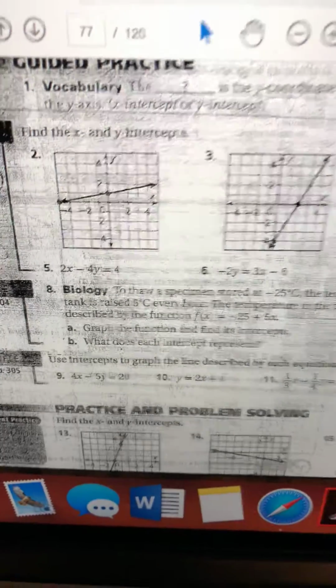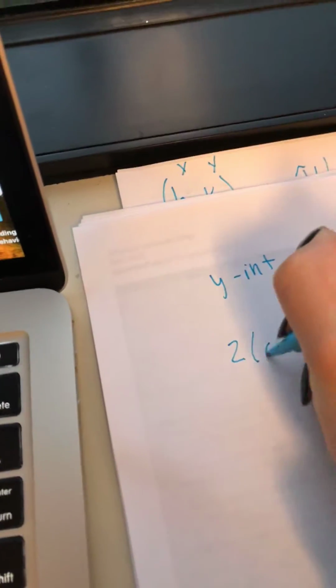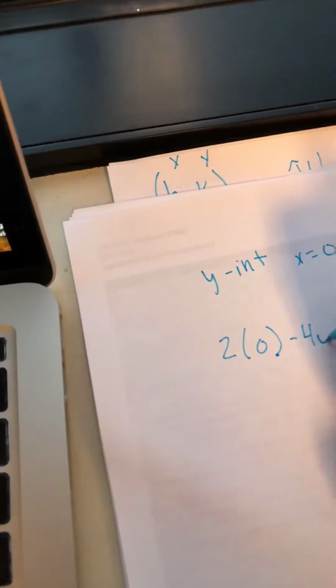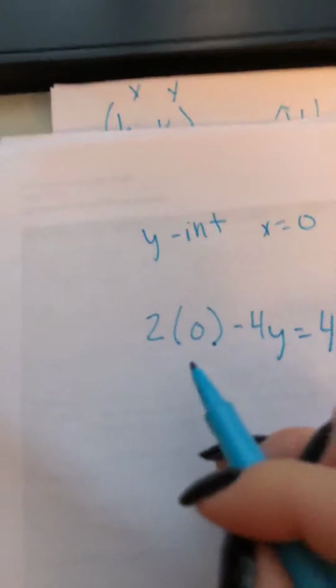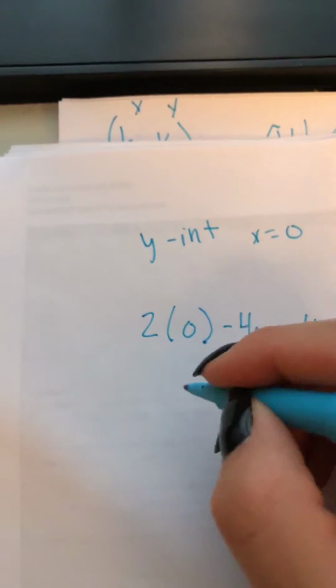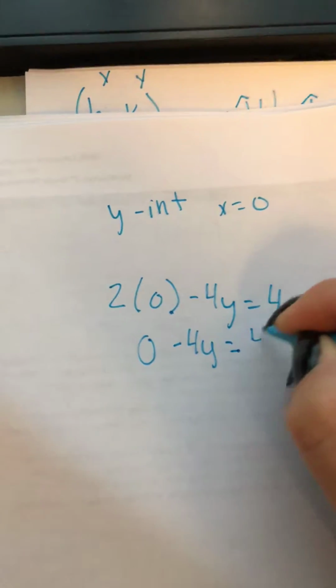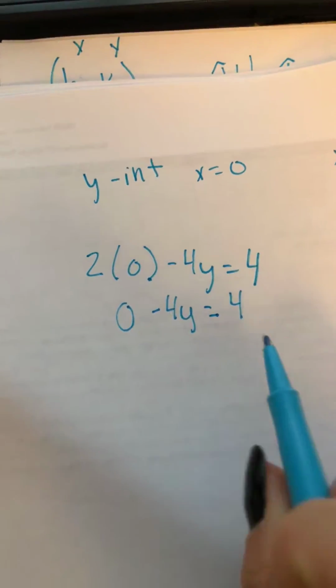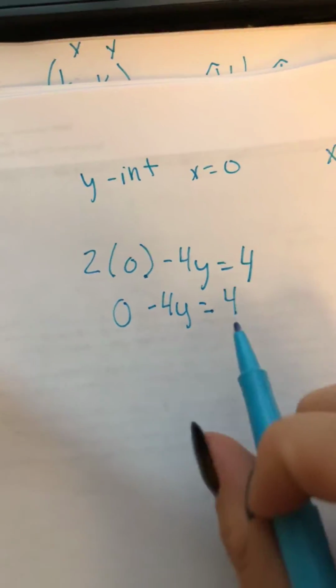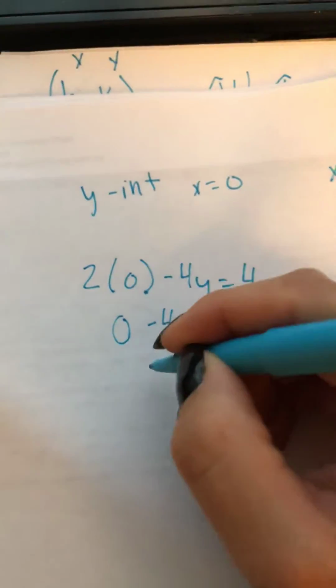So I'm going to go ahead and do number 5. I want to find the y-intercept, so I know x equals 0. So I plug in 2 times 0 minus 4y equals 4. 2 times 0 is 0, and I'm just bringing down everything else. I'm left with negative 4y is equal to 4.